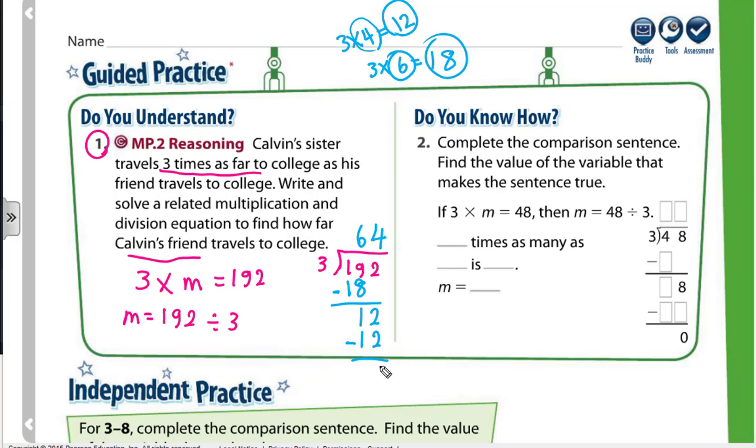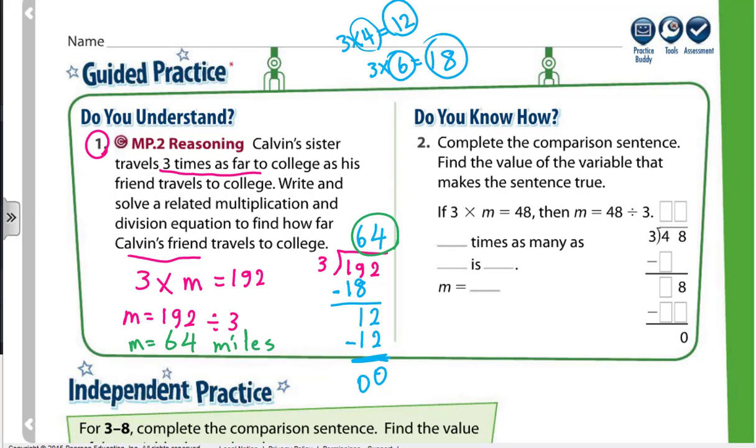Subtract. 0. It will be 0. Okay, what's the quotient, my hero? 64. The quotient is 64. So, m equals 64 miles. Thank you, my hero. Okay, my heroes, finish writing quickly. I finished. Great.